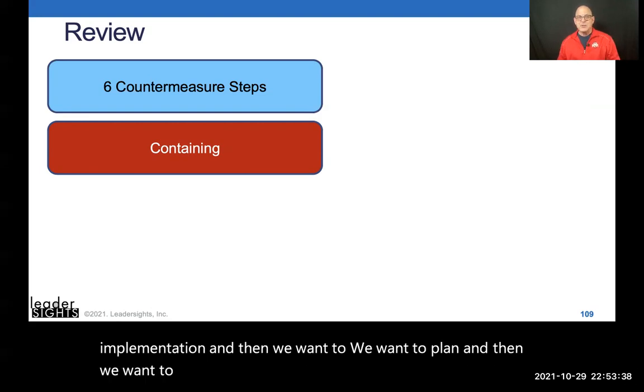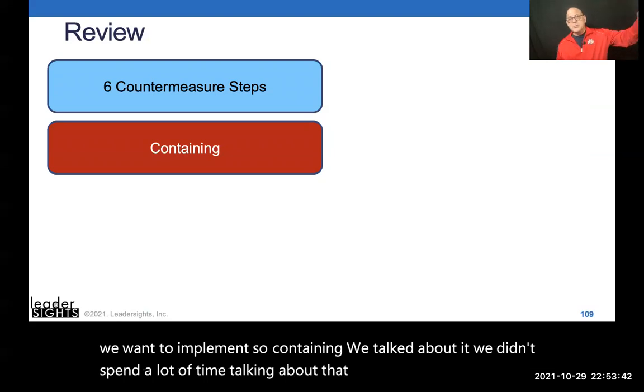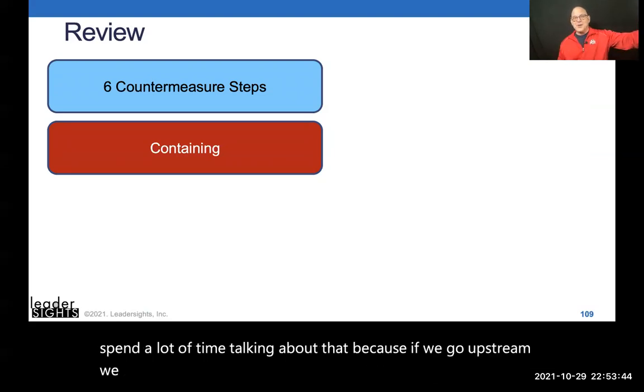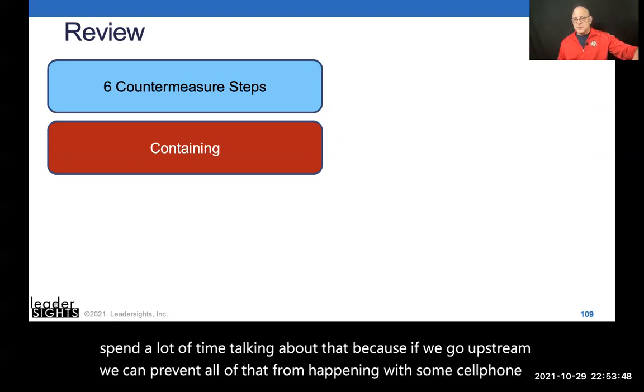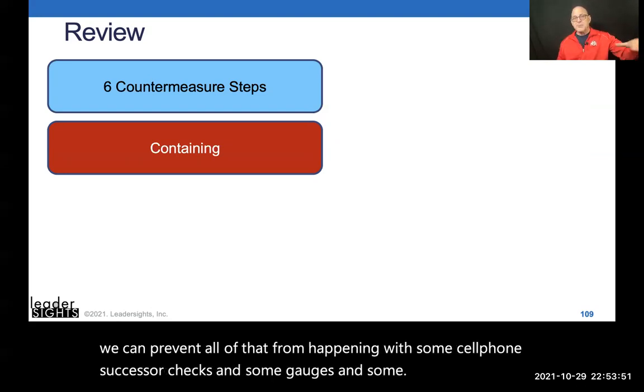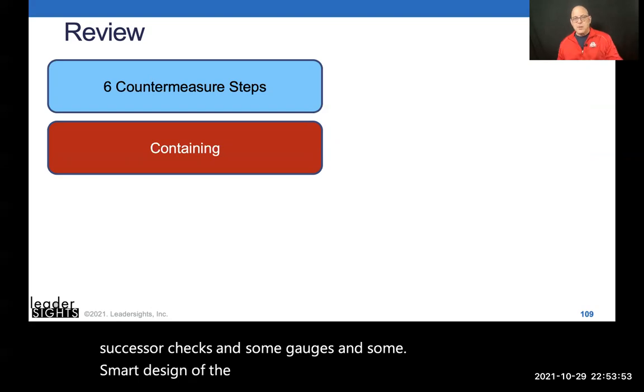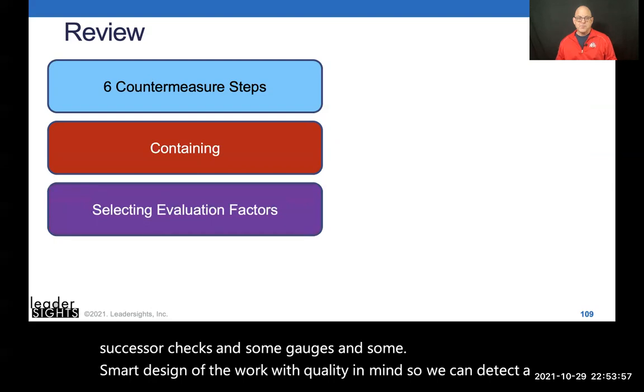So containing, we talked about it. We didn't spend a lot of time talking about that because if we go upstream, we can prevent all of that from happening with some self and successor checks and some gauges and some smart design of the work with quality in mind, so we can detect a defect before it goes anywhere.